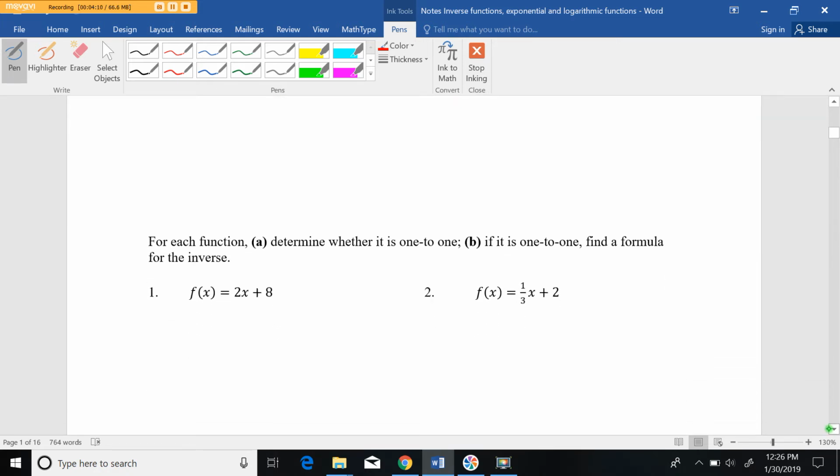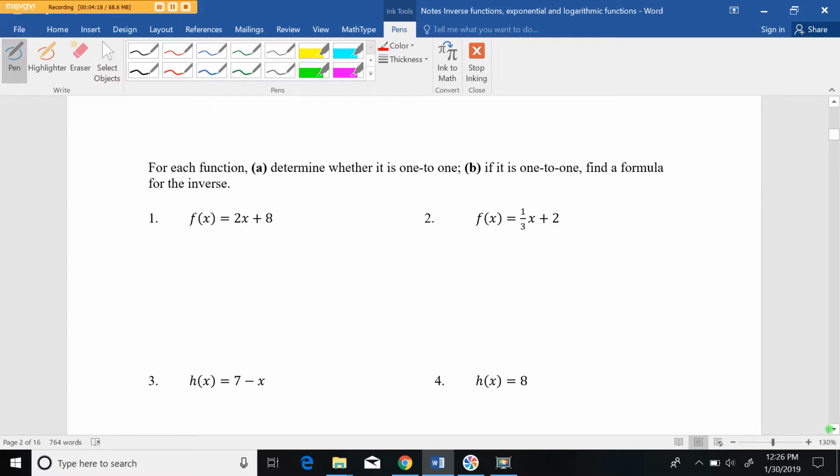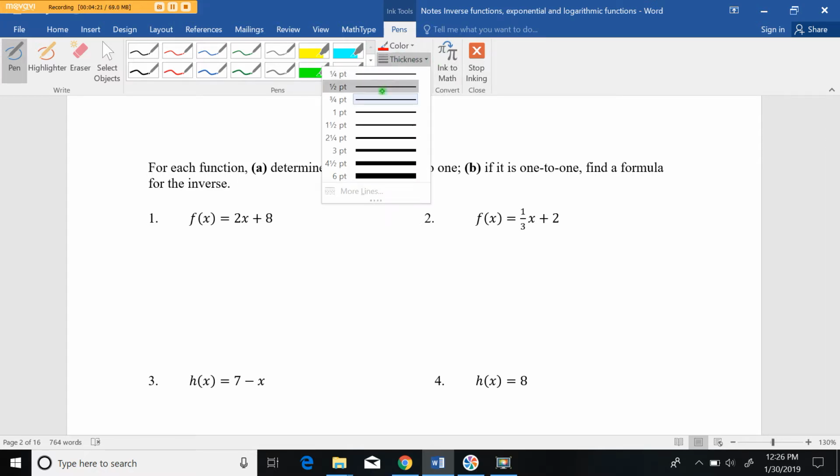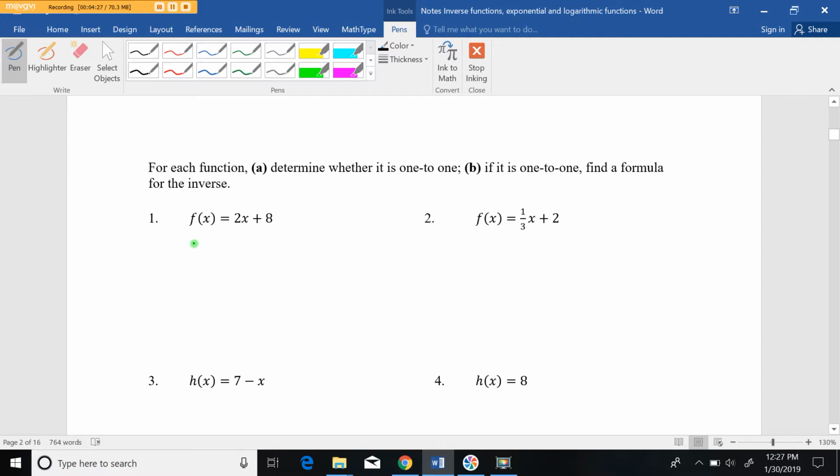The next part is about determining whether a function is one-to-one, and if it is, finding a formula for its inverse. This is pretty easy stuff. First of all, I'm going to rewrite this as y = 2x + 8. This is a linear function with slope 2. It's going to pass the horizontal line test, so it is one-to-one. To find a formula for its inverse, you use the fact that an inverse basically switches the x and y values. So we will switch the x and y values, and then you just solve for y.